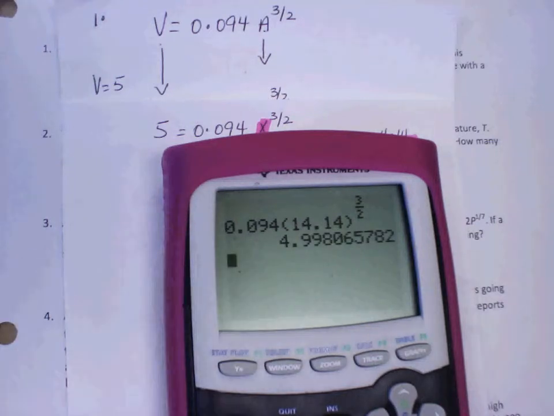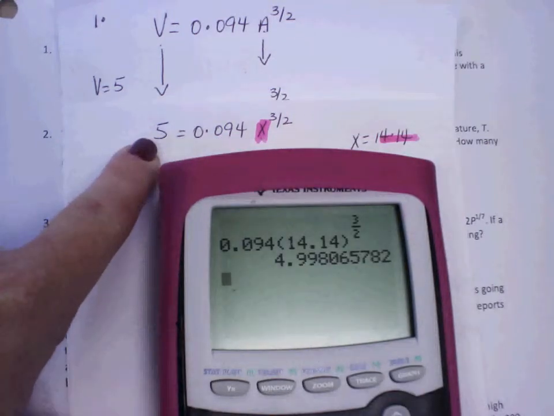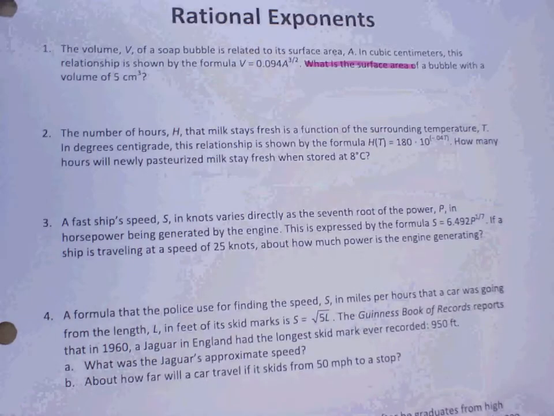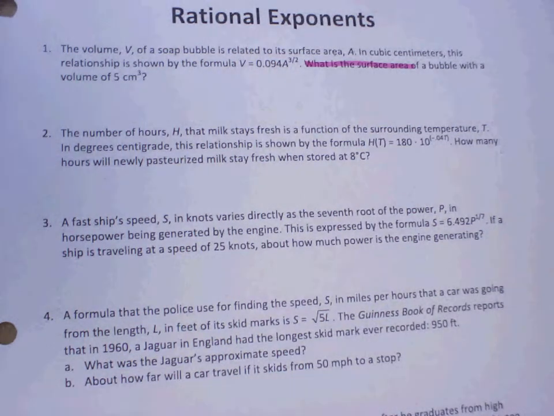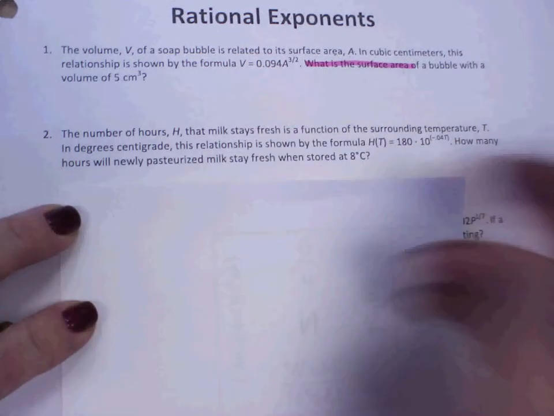So 0.094 and then 14.14 to the, is it 3 halves? Yes. There you go. 4.99999. Are we right? Yes, we are. All right? Yes? So that's the only thing that I'm going to ask you to do.